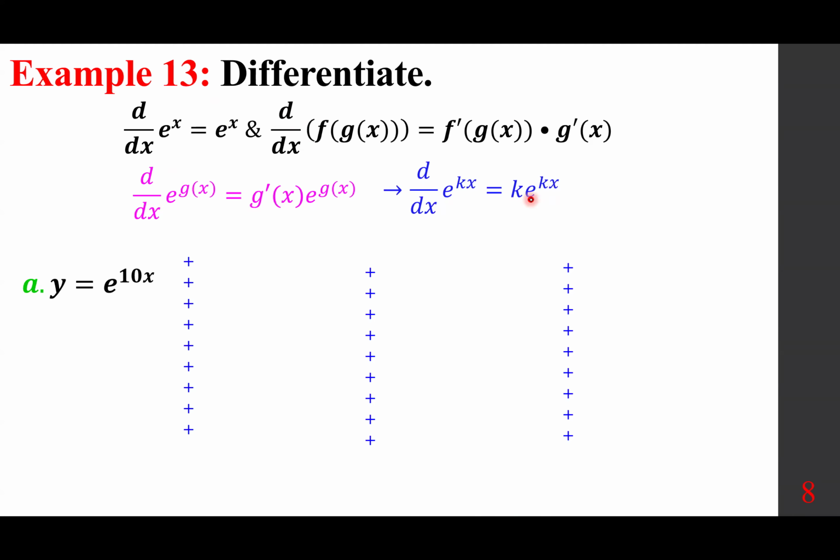The way I approach this stuff, any exponential, I start by writing the function itself. Then I look at the exponent and say, okay, the chain rule says I need 10. I put it in front. I rewrite it, I'm done.